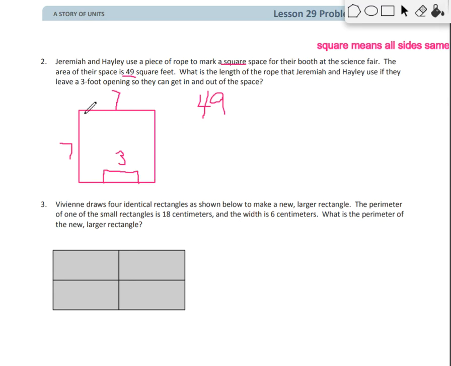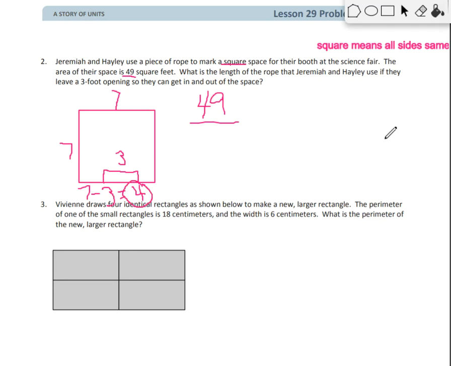We found our sides. We said they're 7 and 7 because those are the only 2 numbers that multiply to make 49. So what I need to do is 7 minus 3, which means this side has a remaining length of 4. What is the length of the rope that they use? So we found the side length. They didn't ask for the side length. They asked for the total length of the rope.